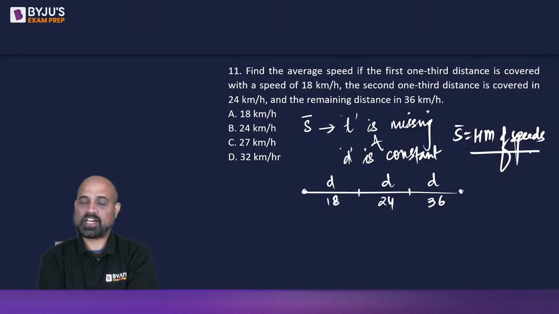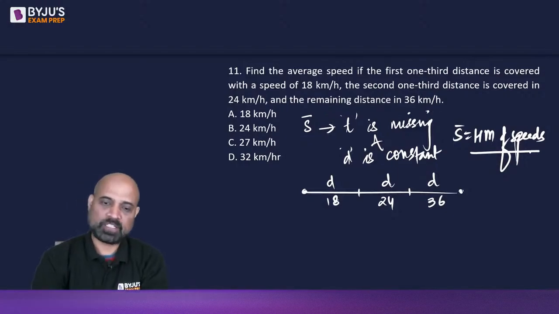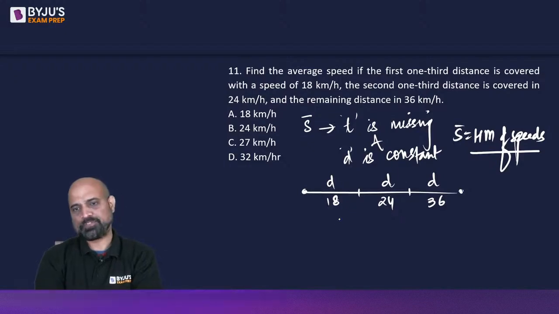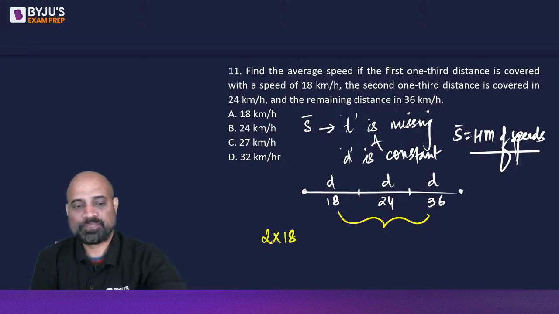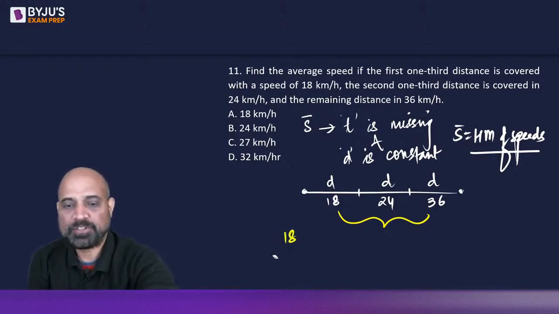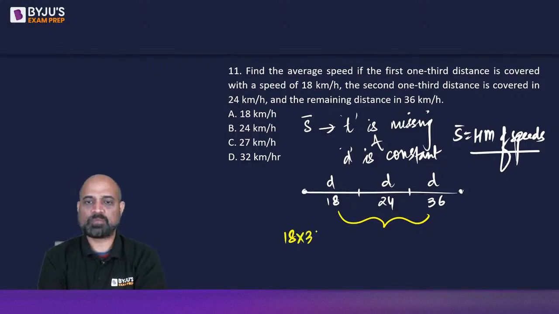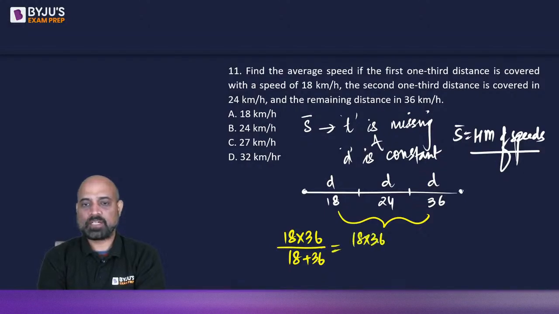We have to calculate the harmonic mean of 18, 24 and 36. Well, I will prefer the harmonic mean of 18 and 36, which is going to be 18 into 36. देखो, तीन नंबर्स का हार्मोनिक मीन ना मैं ऐसे कैलकुलेट करूंगा, which is going to give us 18 into 36 divided by 18 into 3, which results in 12.